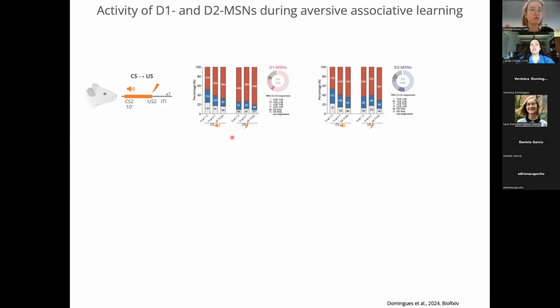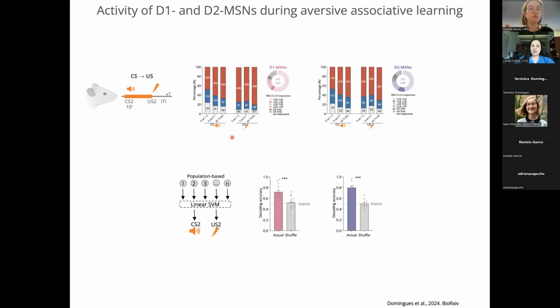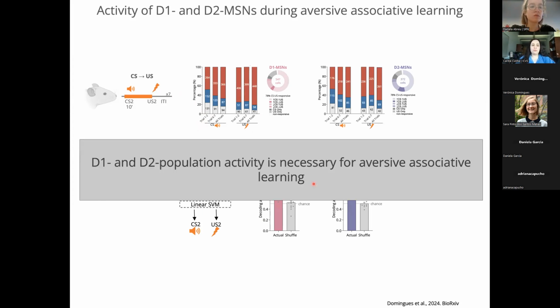And what we see is, again, stable responding across the learning process, and at the population level, as we did for appetitive behavior, we still see high levels of decoding accuracy for both D1 and D2 populations overall.